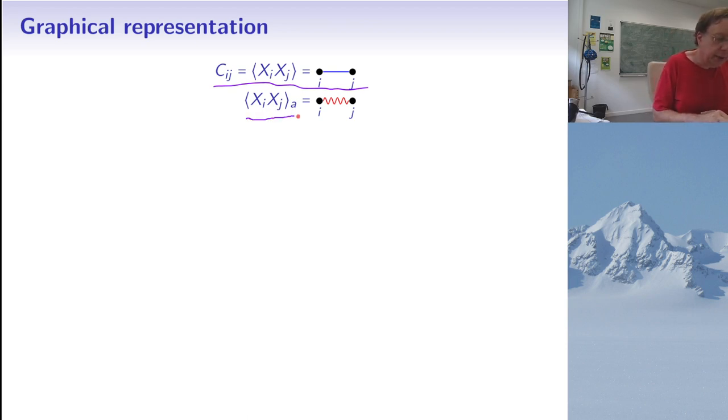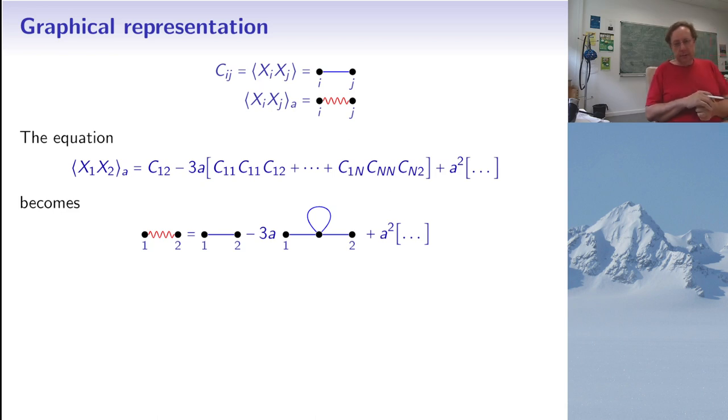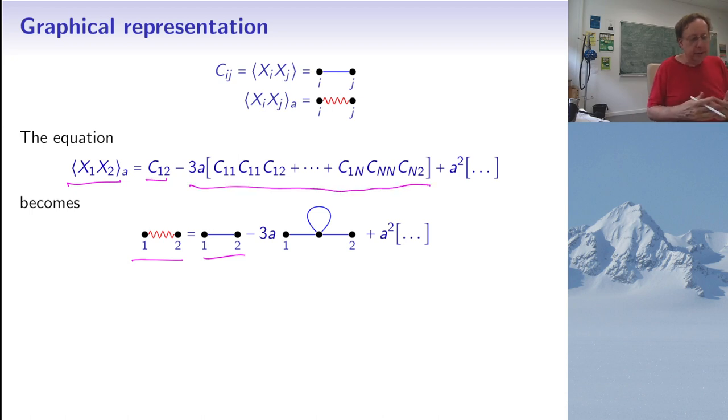And for the same object but under the new probability distribution, I do the same, but now I use a red wavy line. So somehow this red wavy line means that we take some additional interaction into account. So then my formula, which was a bit long to write, which I just derived before, becomes the following thing. So you see here I have just put the expectation of x1, x2 under the new measure. And it's given by the same under the old measure. And then I have a new term here, minus 3a times a certain sum.